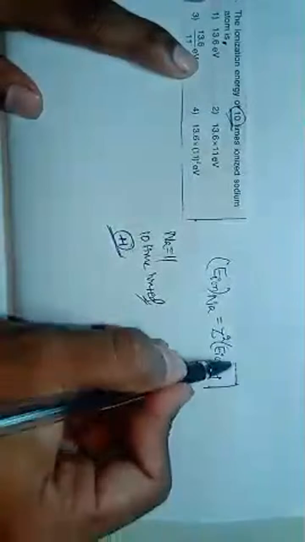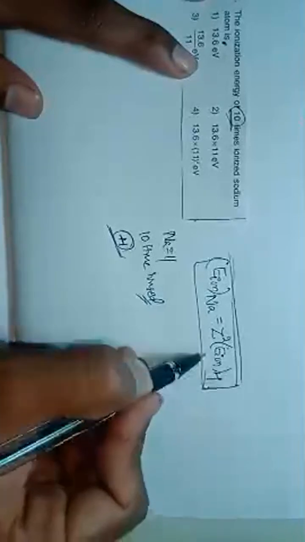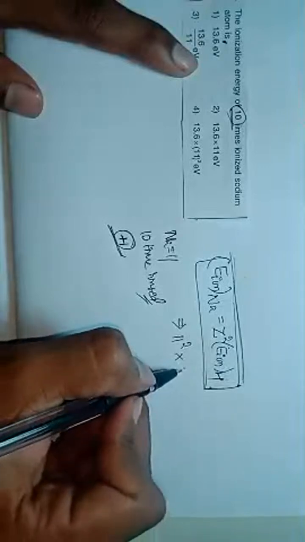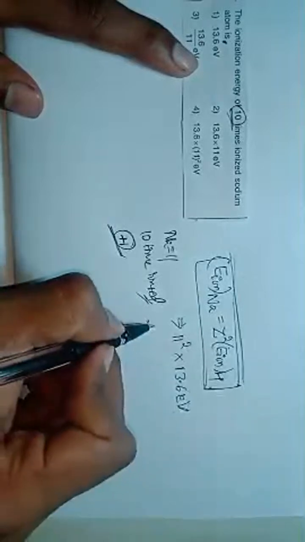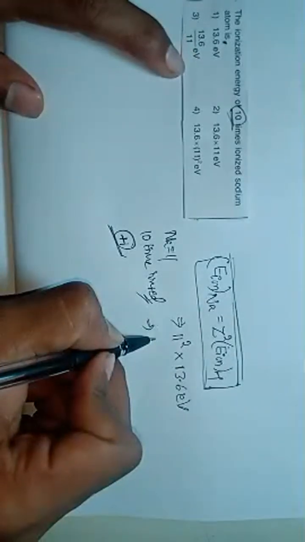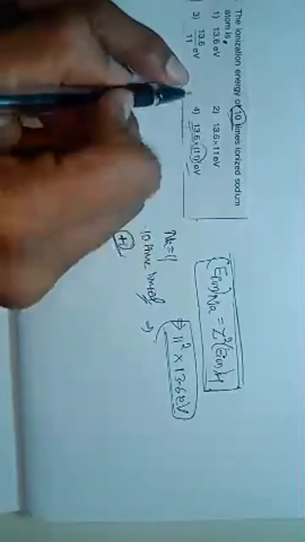The basic formula: ionization energy is Z square times the hydrogen atom energy. That is, the atomic number of sodium, 11 square, into the energy of the hydrogen in the ground state, that is 13.6 electron volt. After calculating this, see, they have given directly, there is a fourth option, 11 square into 13.6 electron volt. So the fourth is the right answer.